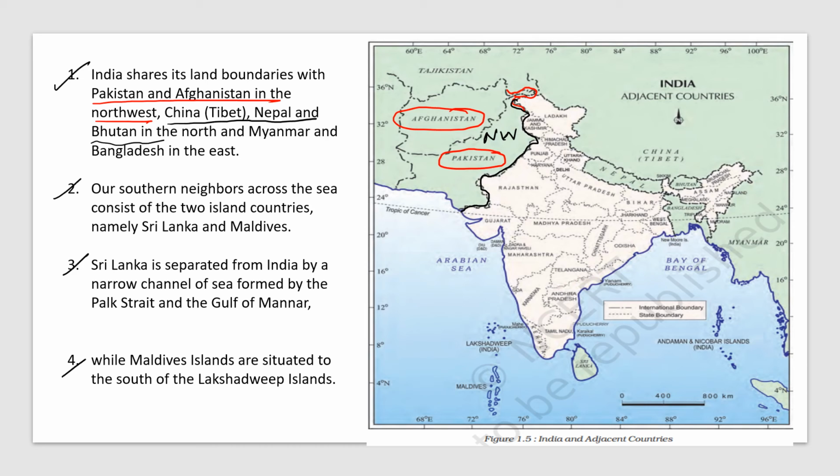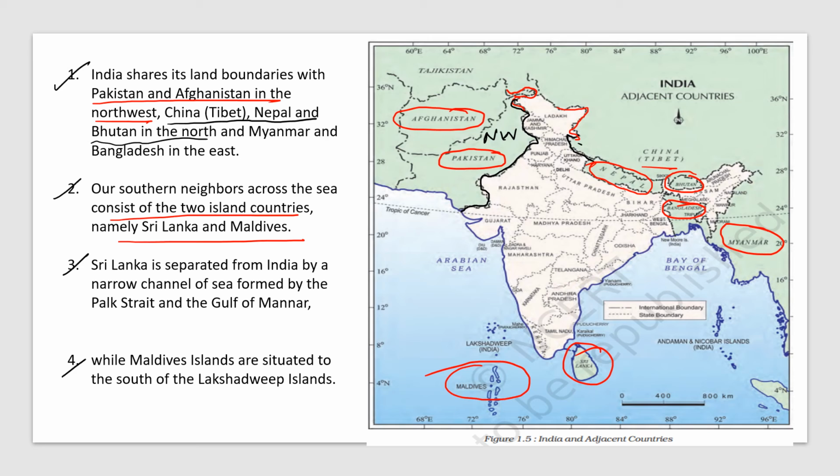China, Nepal and Bhutan are in the north. This is China, Tibet. Nepal and Bhutan in the north, Myanmar and Bangladesh in the east. This is Myanmar and this is Bangladesh in the east. Our southern neighbors across the sea consist of 2 island countries, namely Sri Lanka and Maldives. This is Sri Lanka and there is Maldives.